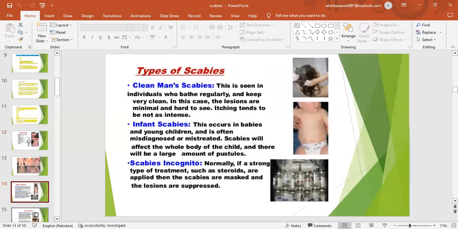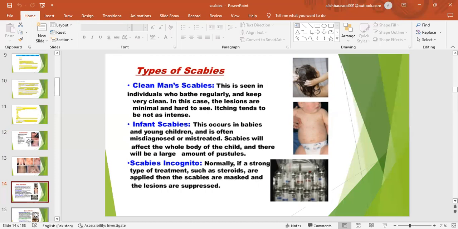Types of scabies: clean man scabies. This is seen in individuals who bathe regularly and keep very clean. In this case, the lesions are minimal and hard to see. Itching tends to be not as intense. Infant scabies. This occurs in babies and young children and is often misdiagnosed or mistreated. Scabies will affect the whole body of the child and there will be a large amount of pustules.